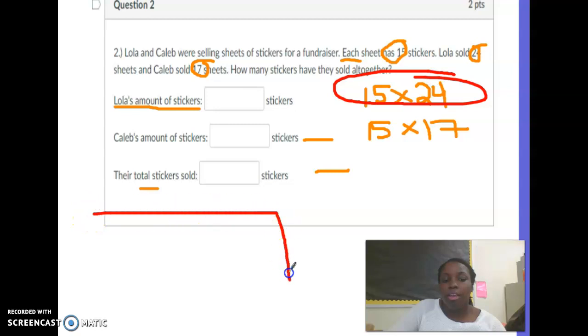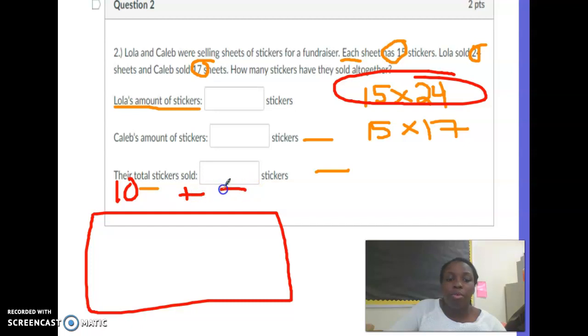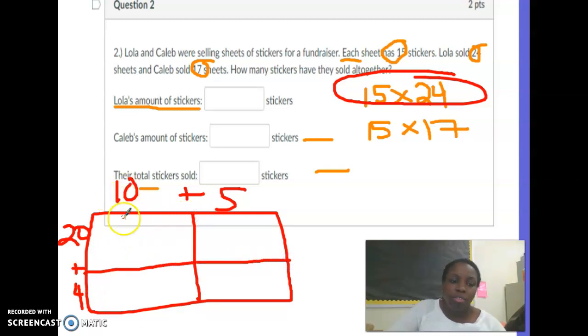So I want to draw my area model and break apart 15: 10 and 5. Remember, you can put it any way. You can put 10 and 5 down here or up here, it doesn't matter. And then 24, so 20 plus 4. Now we're going to break it apart where our plus sign is, and we're going to multiply. I know this is 10 times 20. 10 times 20 is 200. What multiplication problem will go right here? Look above and look beside it. Good, 5 times 20. 5 times 20 is 100.